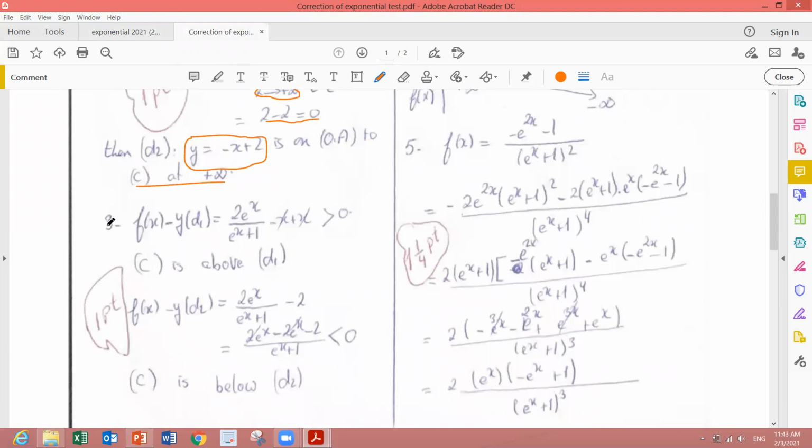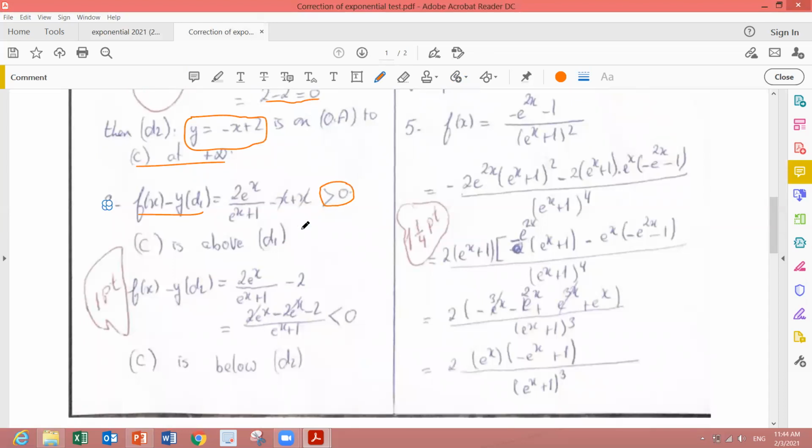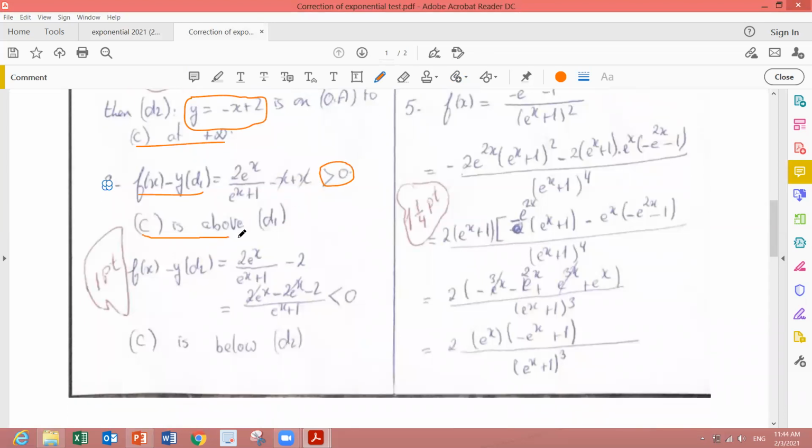First, we study the position between C and D1. f(x) minus y_D1 is 2e^x over e^x plus 1. Its sign is positive. Then C is above D1.